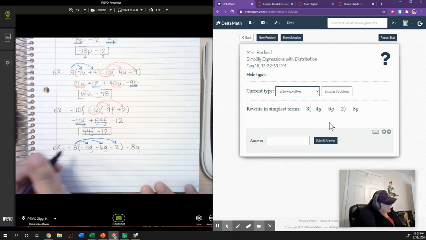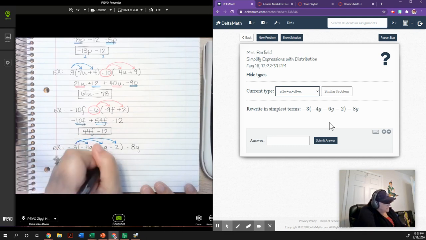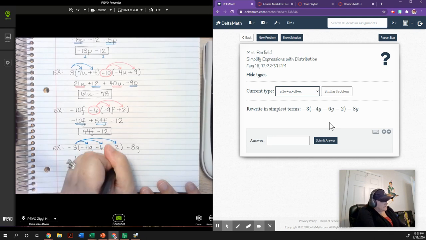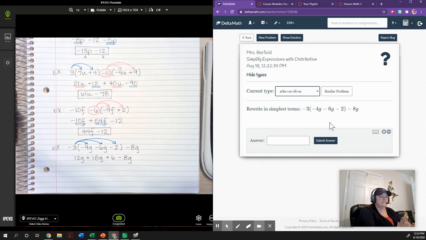So negative 3 times negative 4 is positive 12G. Negative 3 times negative 6, positive 18G. Negative 3 times negative 2, positive 6. Now, here's what I see happen too when students are working on the problems. They move on, and they just keep adding up 12G and 18G, and they're like, hey, I got the problem wrong. You cannot forget that this term is written outside the parentheses and it needs to be rewritten in the next step. Again, this is why I make such a big deal about work being as neat as possible.